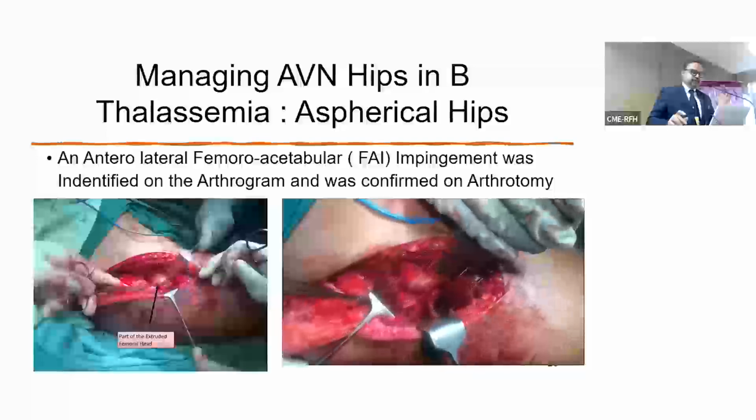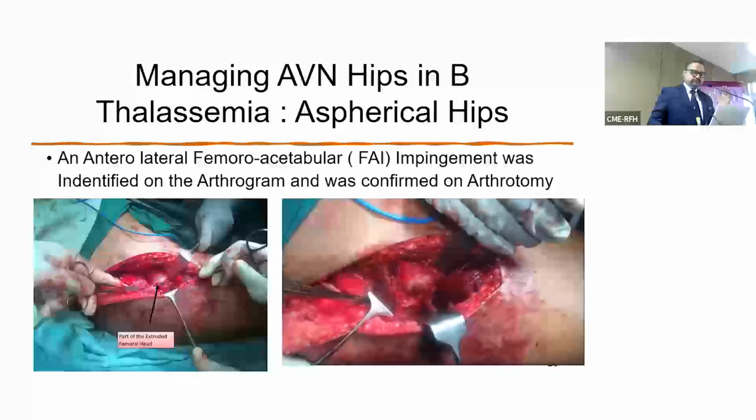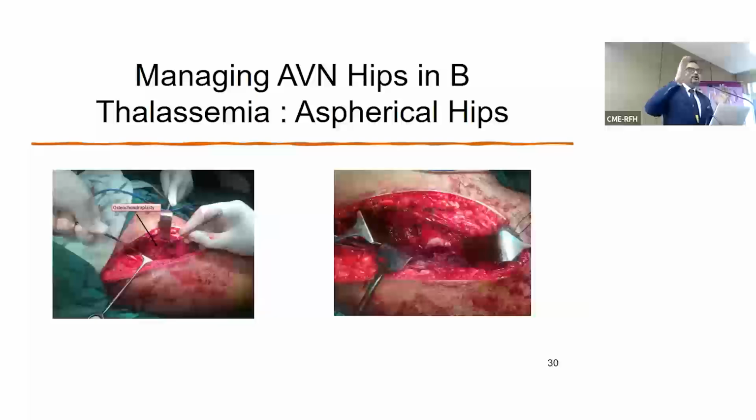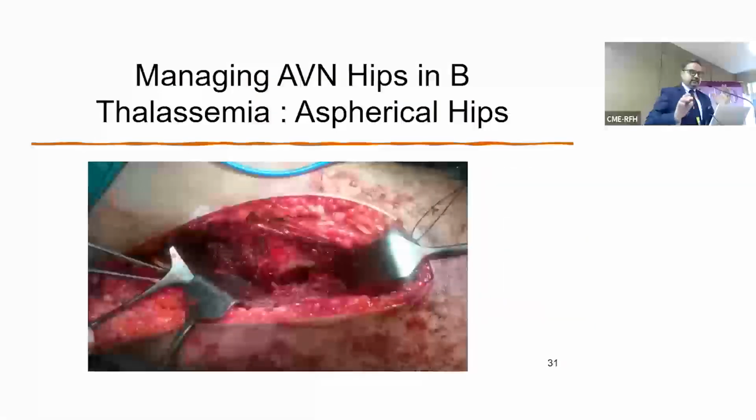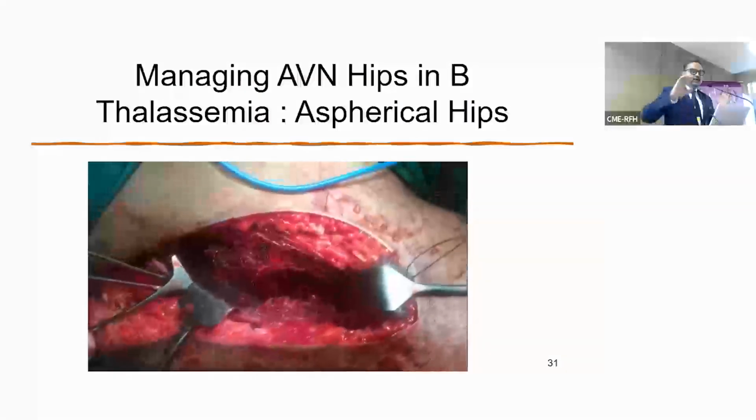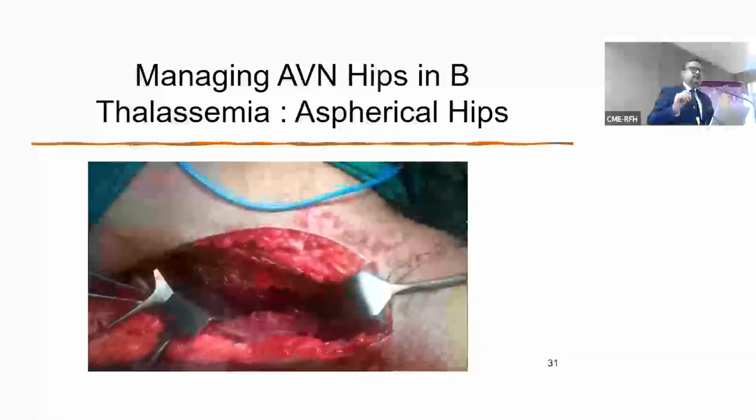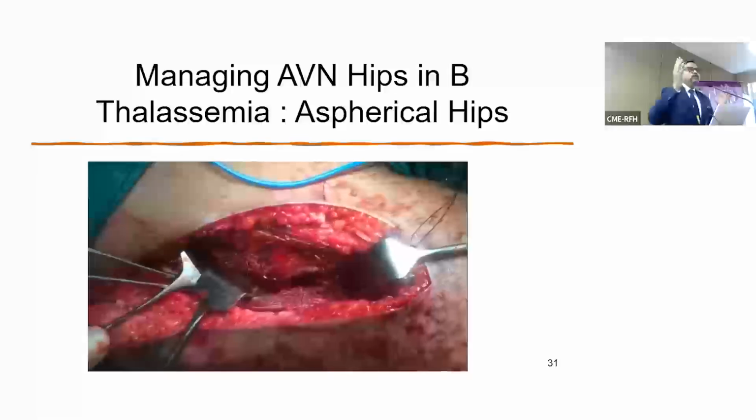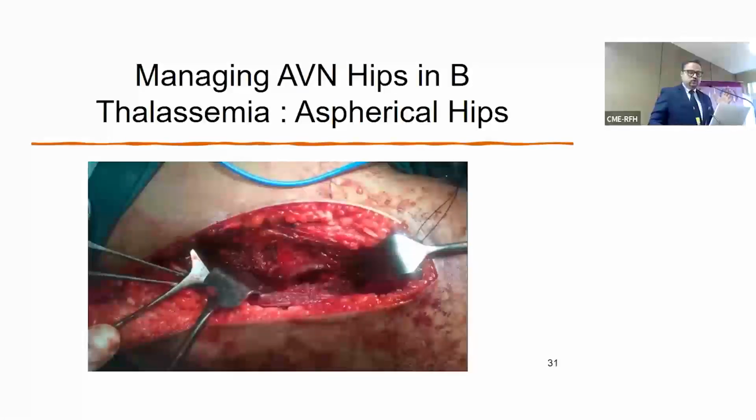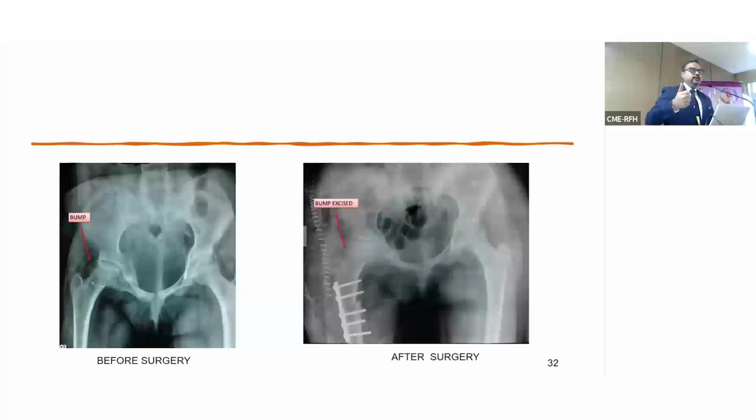So that is where we are. That is the impinging part. And I'm just going to remove that impinging part. It is the non-weight bearing or non-loading part. And once I do that, you can see that now the ball goes very well inside the socket. Right? So this is called osteochondroplasty, where you remove a part of the femoral head to make it more congruent like this. If you see on the first X-ray, there is a bump.